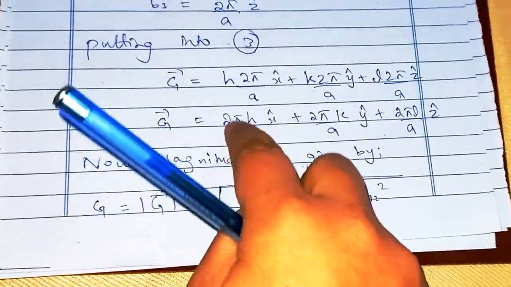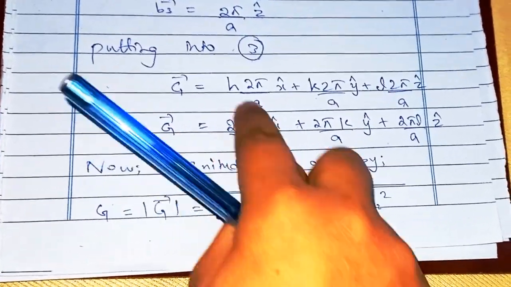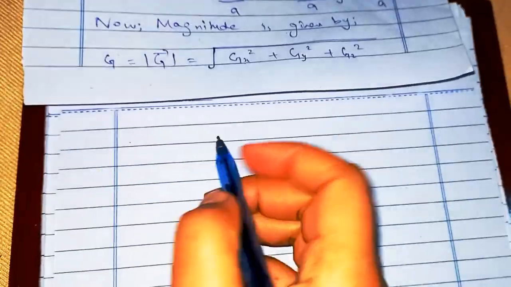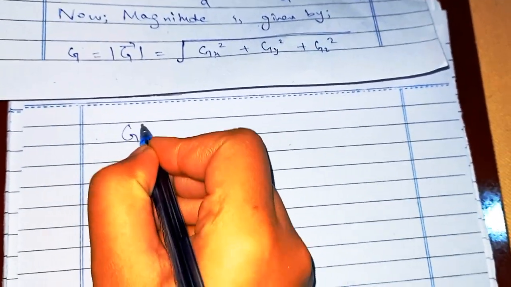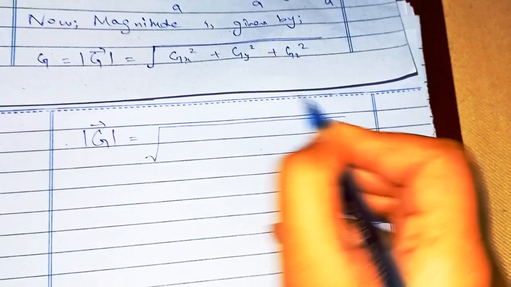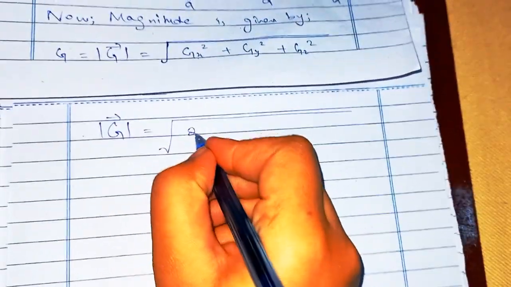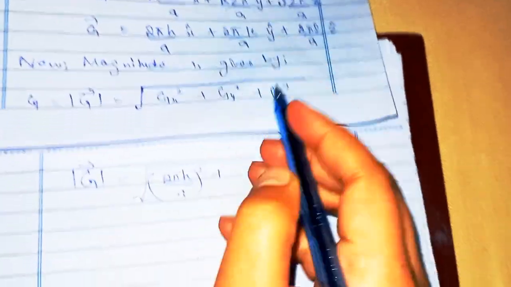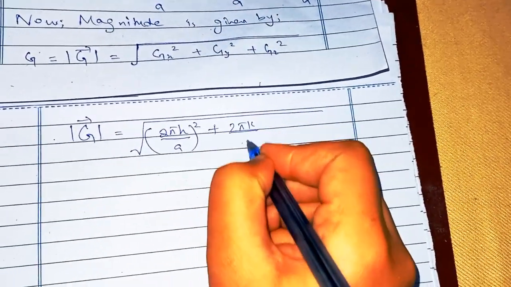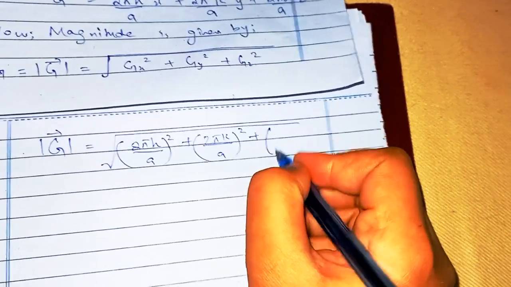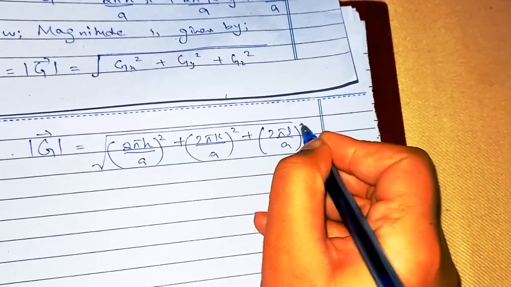This is the gx component, which is this. Okay, x component, this is gy and this is gz. Let's put the values right here and see what we are going to get. So g equals, or you can write it like that, under root of gx, which is 2 pi h by a, whole square, plus gy, which is 2 pi k by a, whole square, plus gz, which is 2 pi L by a, whole square.